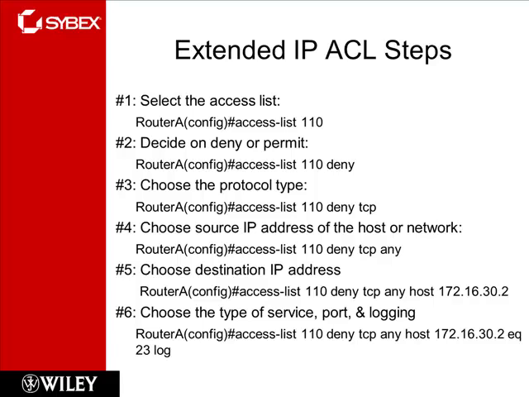Choose a source IP address: deny TCP any. So we're going to deny everybody this one. Choose a destination IP address: TCP any to host 172.16.30.2. Choose the type of service, port and logging: equal to 23, so we're not allowing Telnet to that specific location.